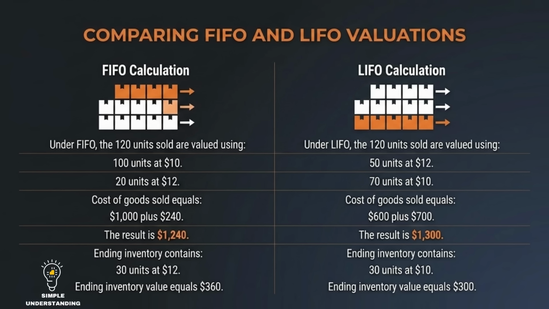LIFO calculation. Under LIFO, the 120 units sold are valued using 50 units at $12, 70 units at $10. Cost of goods sold equals $600 plus $700. The result is $1,300. Ending inventory contains 30 units at $10. Ending inventory value equals $300.